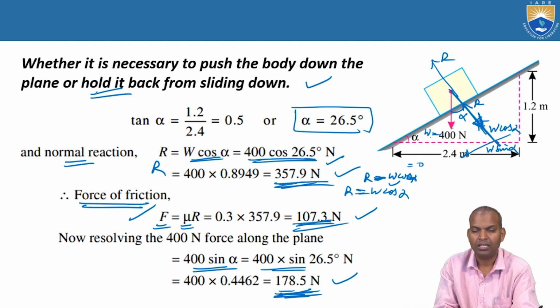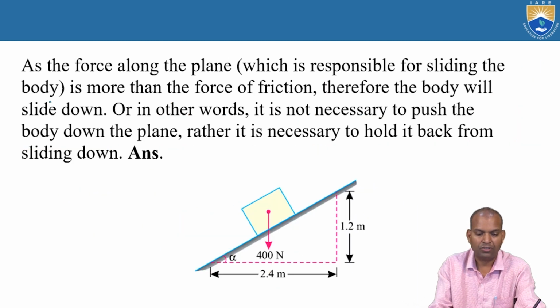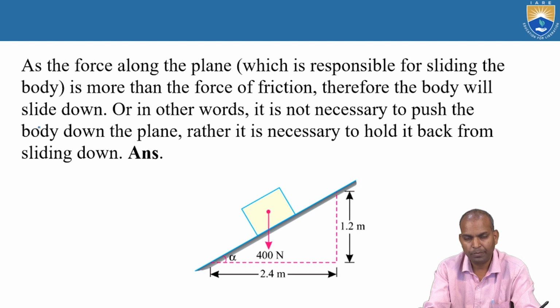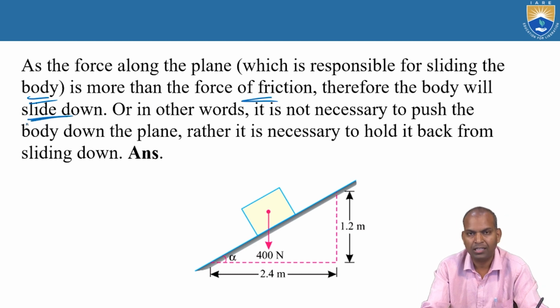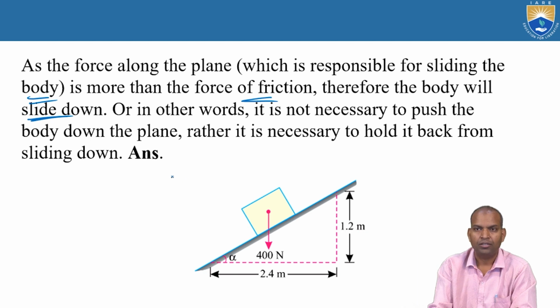It is sliding down because the force is greater than the friction force. That means it is sliding down, as the force along the plane, which is responsible for sliding the body, is more than the force of friction. Therefore, the body will slide down. Or, in other words, it is not necessary to push the body down. Rather it is necessary to hold it back from sliding down.